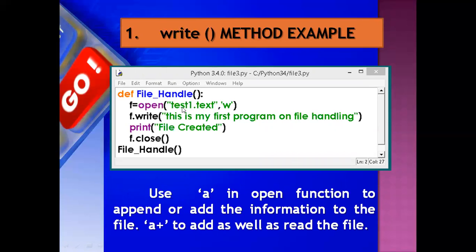test1.txt. See here, this is test1.txt, comma, w. w means write mode. Here you have to write a mode. You have to include these in single quotation or double quotation, so its text will be different. And now open your file. f.write, this is my first programming on file handling. This line, and print file created.